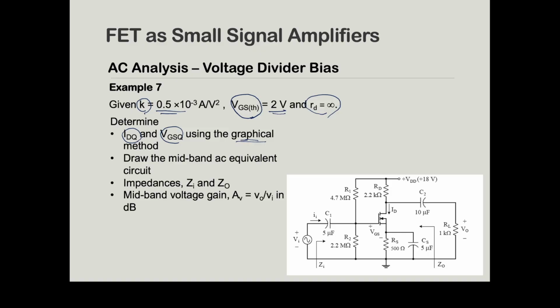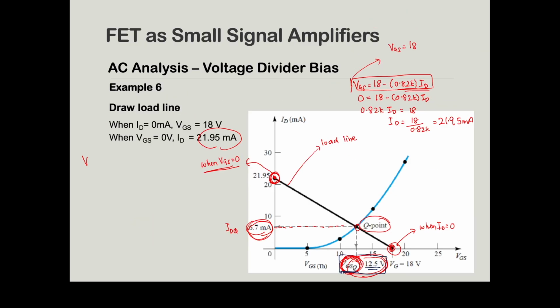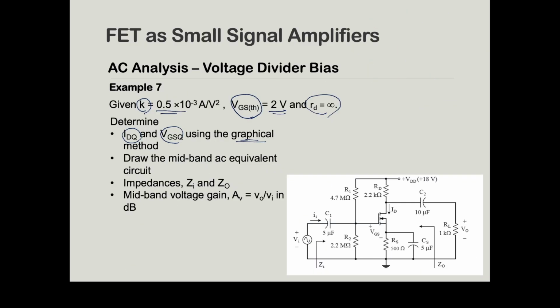But what is the difference between example number 6 and example number 7? In example number 6, the transfer curve has been provided to you. Whereas in example number 7, the transfer curve is not provided. So how do you want to solve? You need to draw your own transfer curve.